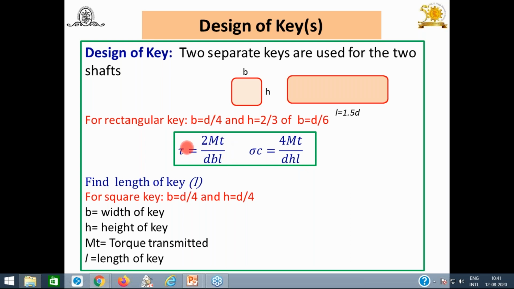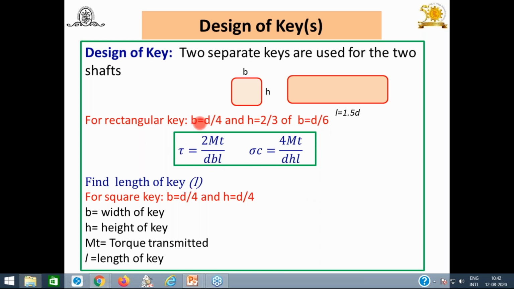So by using these expressions, you can find out tau, the shear stress, and sigma c, the crushing stress. These calculated tau and calculated sigma c should be less than the permissible shear stress and permissible crushing stress. Try to understand, and then you can say your design is safe. Or sometimes in the same examination they may ask the question to find out the length of the key. Suppose it's a rectangular key, you can find B is equal to D by 4, H is equal to D by 6, and you have to find the length of the key.